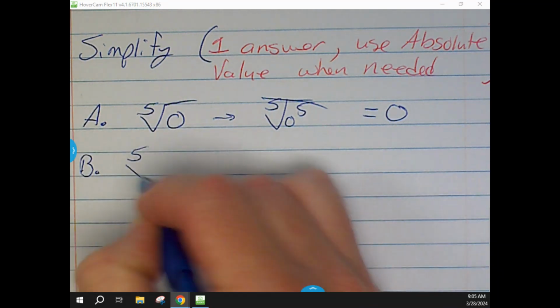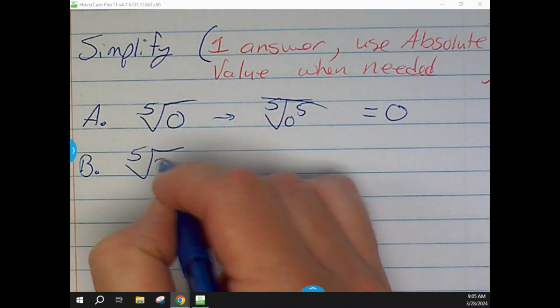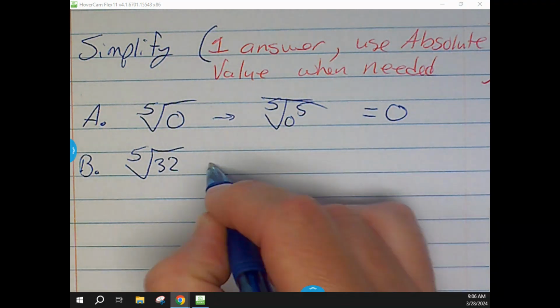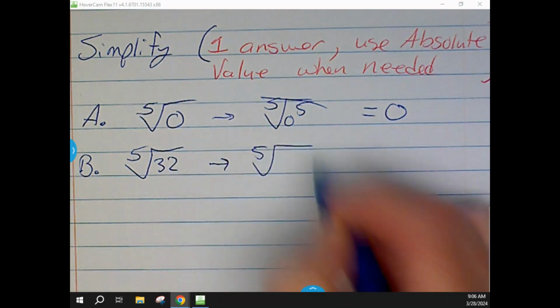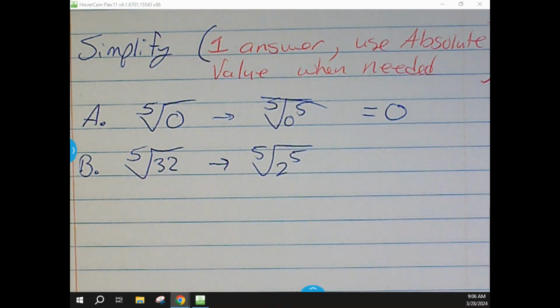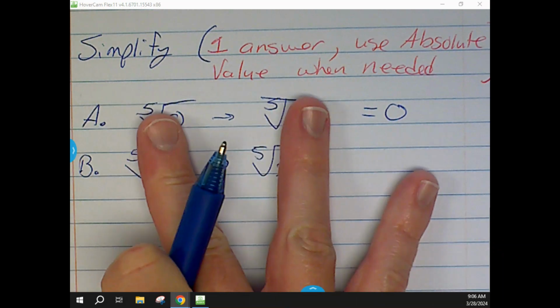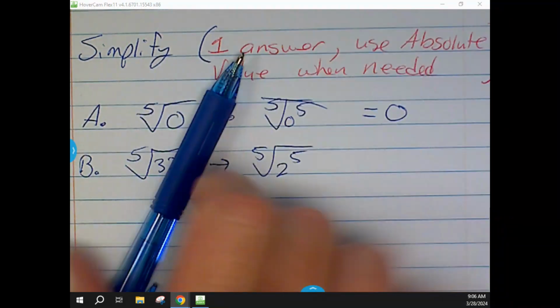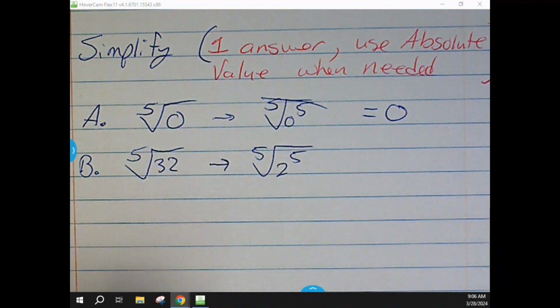All right, what about the fifth root of 32? Some number to the fifth power is what we're looking for. That'd be 2 to the fifth power. 2 times 2 is 4. 4 times 2 is 8. 8 times 2 is 16. 16 times 2 is 32. So that's our fifth power there. Again, fifth power, fifth root, those cancel. We just get a 2.